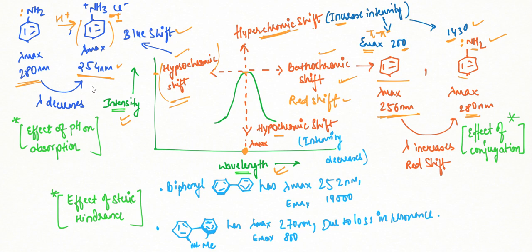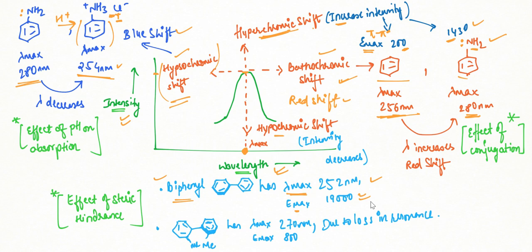All right, and similarly, if we try to have more examples, we have a system called biphenyl. So here we are going to study the decrease in intensity. Let's see the intensity of biphenyl as such. Biphenyl is such that both the benzene rings are not in the same plane, they are a little bit twisted. This has lambda max 252 nanometer, and the absorptivity coefficient is very high, 19,000.